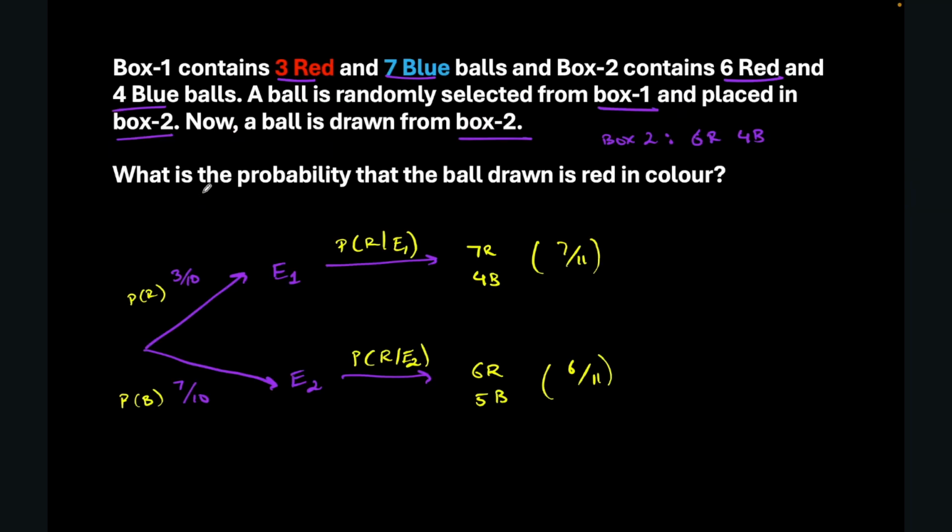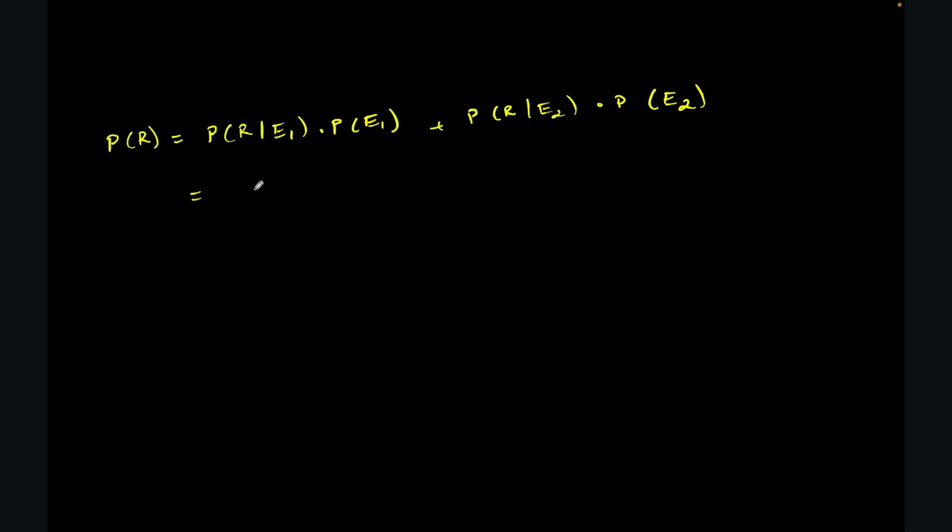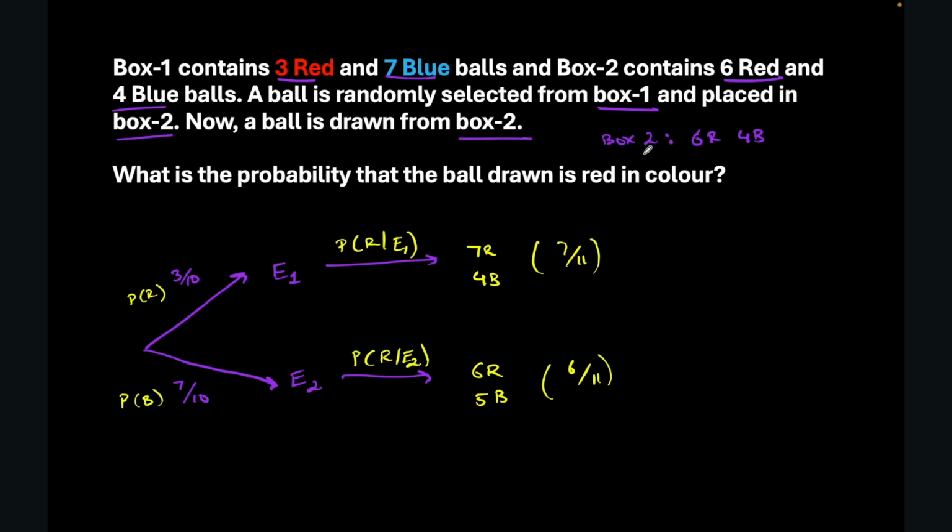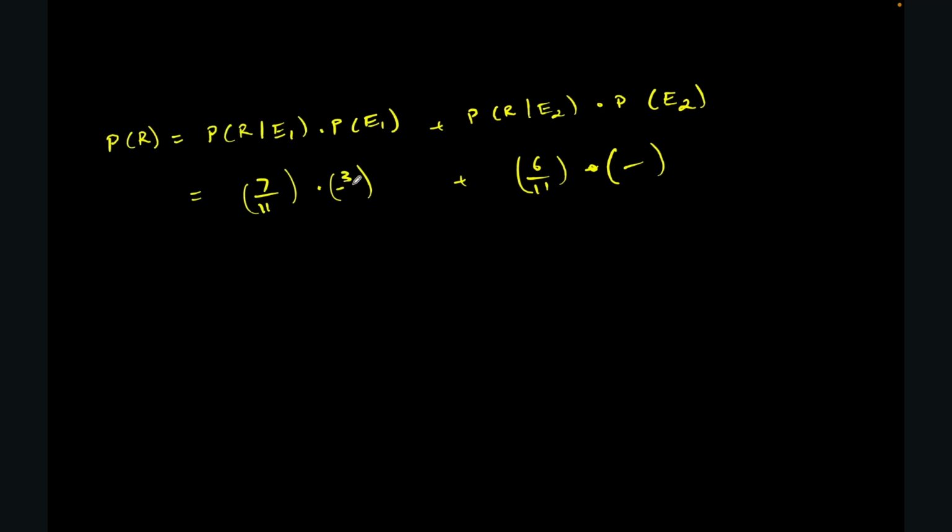So what is the first conditional probability of event 1? That's going to be 7 by 11, and the other is going to be 6 by 11, and these were 3 by 10 and 7 by 10, right? So what are we left with? Well, we have 21 by 110 plus 42 by 110, and we get 63 by 110. Right, and that's my final answer. Okay. So I hope that made sense.